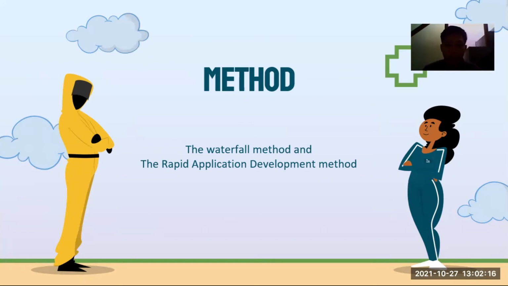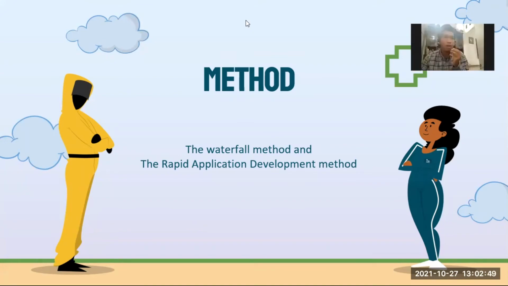First is the method we use to create an information system. We have two choice of method, namely the waterfall method and the rapid application development method. Which one will we use? I think rapid application development is better to use in this project. I agree with you, Bagus, because if we use RAD, the time used is more efficient.